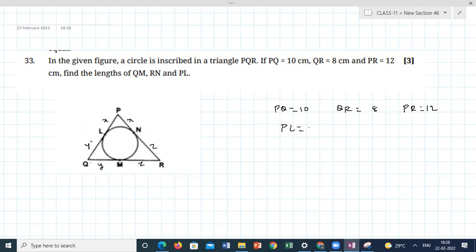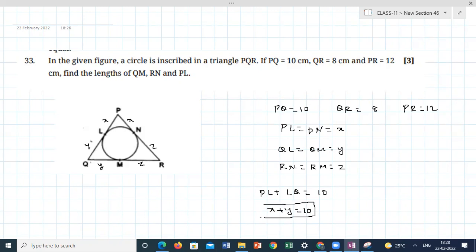PL is equal to PN, length of the tangents drawn from a point is equal, which is equal to X centimeter. QL is equal to QM is equal to Y. And RN is equal to RM is equal to Z. PQ is nothing but PL plus LQ is 10. That means X plus Y is equal to 10. Like that, you can bring the relation between all the things and you can solve.